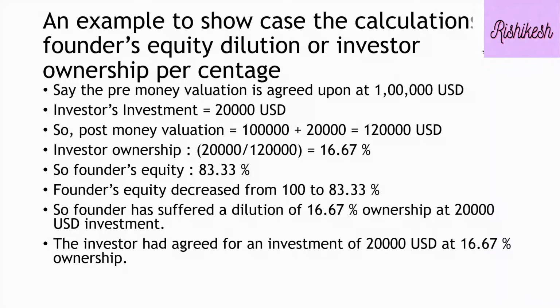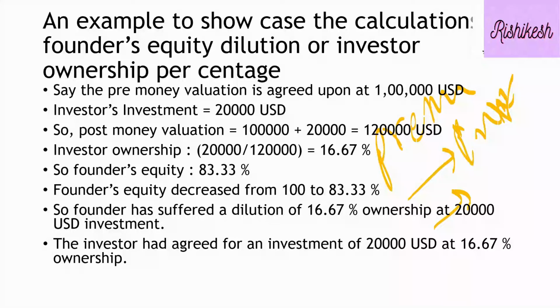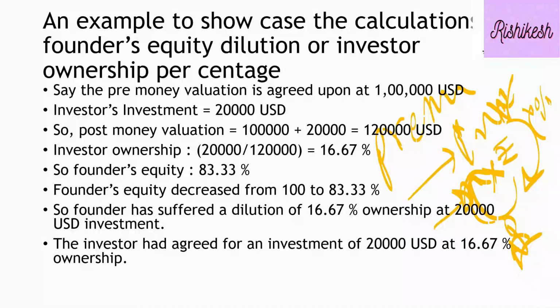Now let us see an example to showcase the calculation of founders' equity dilution or investor ownership percentage. You have got a pre-money valuation, and then you go for an investment. What happens in case of investment is that the investor gives you some X amount of money, but he will take some Y% of ownership of that company from you. This is what happens in very layman terms.